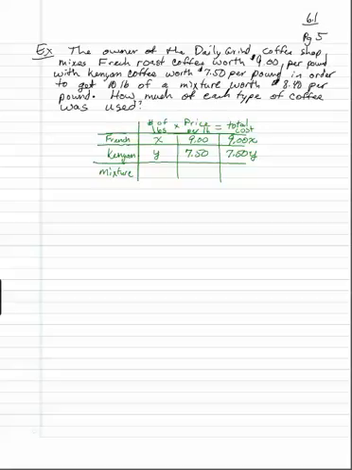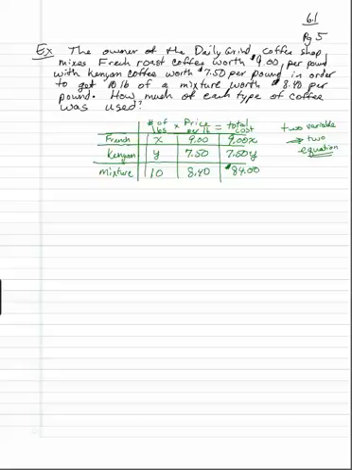Now, I want to get a mixture that's a total of 10 pounds that's worth $8.40 per pound. So I can multiply across, and that's $84. Now just note, if I use two variables, you need to use two equations to solve it. So I need to come up with two equations from this chart.